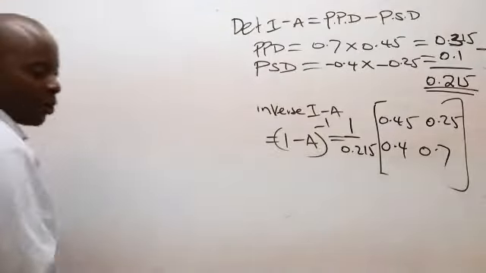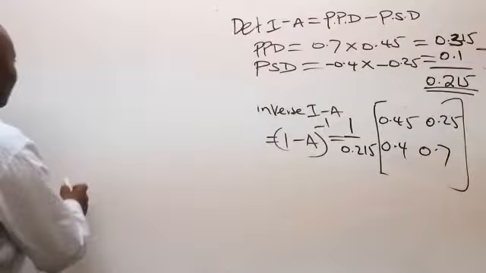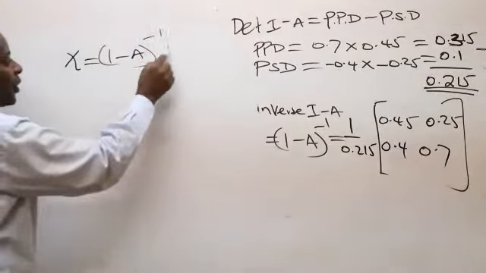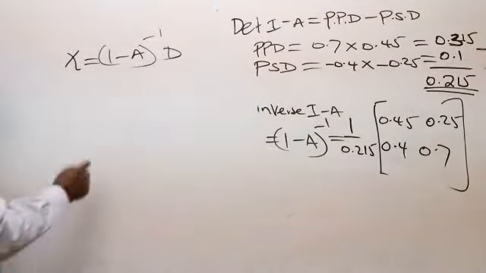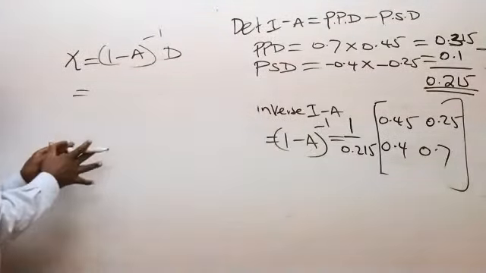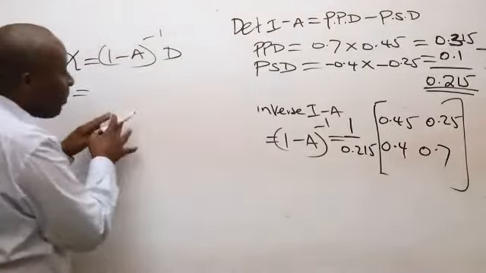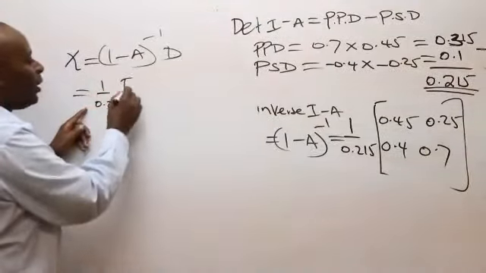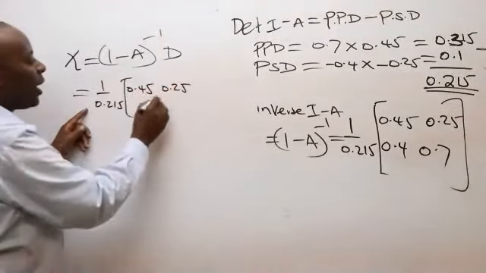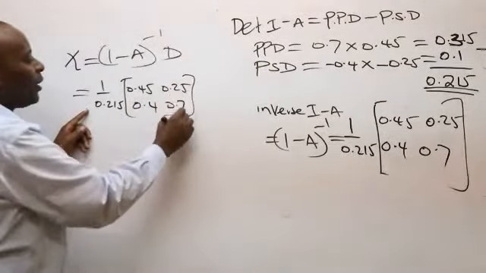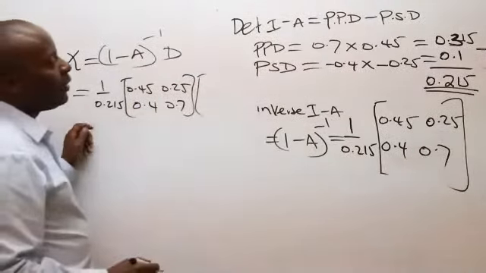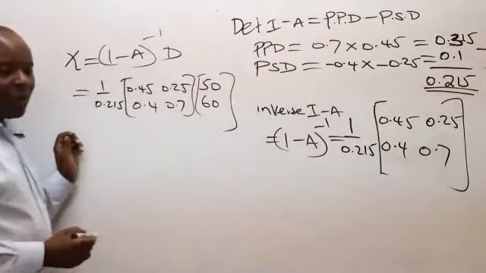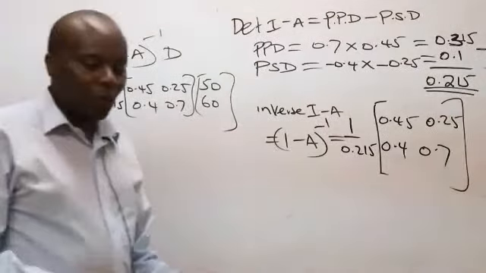What you're supposed to do here is to remind them of the model. Our model is x equals I minus A inverse multiplied by D. If I feed my parameters into my model, I minus A inverse is 1 over 0.215 into 0.45, 0.25, 0.4, 0.7 multiplied by D. Our D, if you remember very well, which is final demand, was 50, 60.